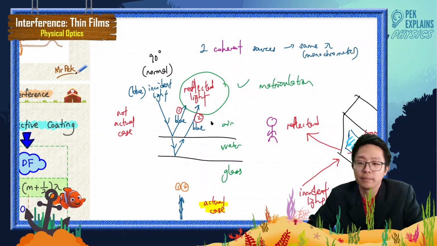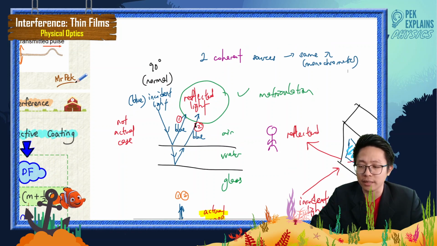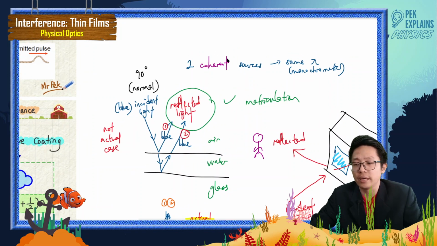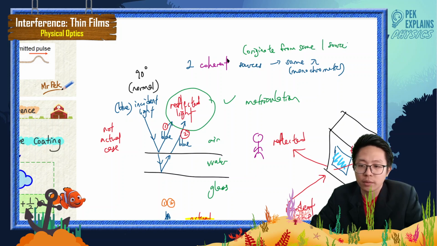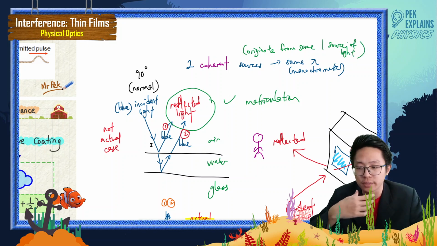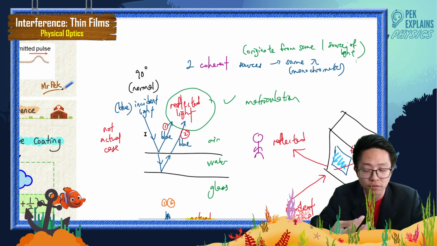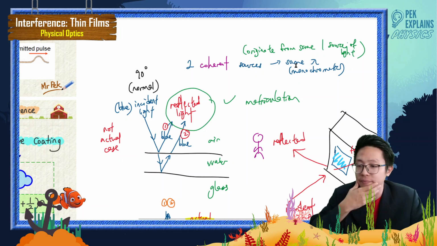Same thing as the double slit. Why do we say these 2 lights are coherent? Because they originate from the same one source of light. That's why if the source of light is blue light, the 2 reflected lights are also blue light. So we can say they are coherent. They have the same wavelength.